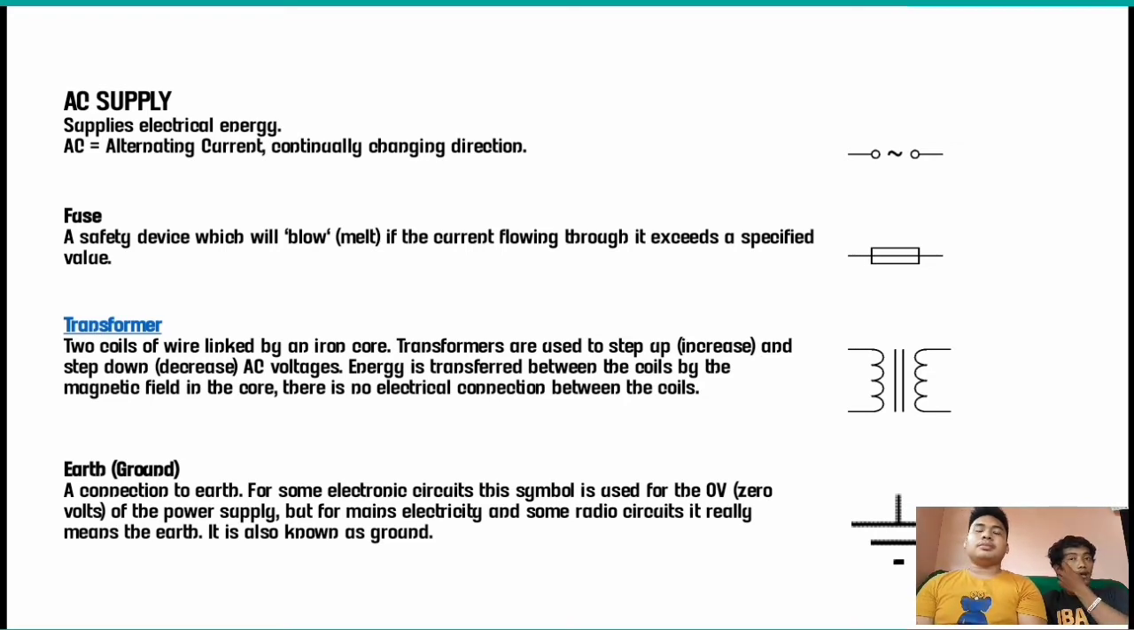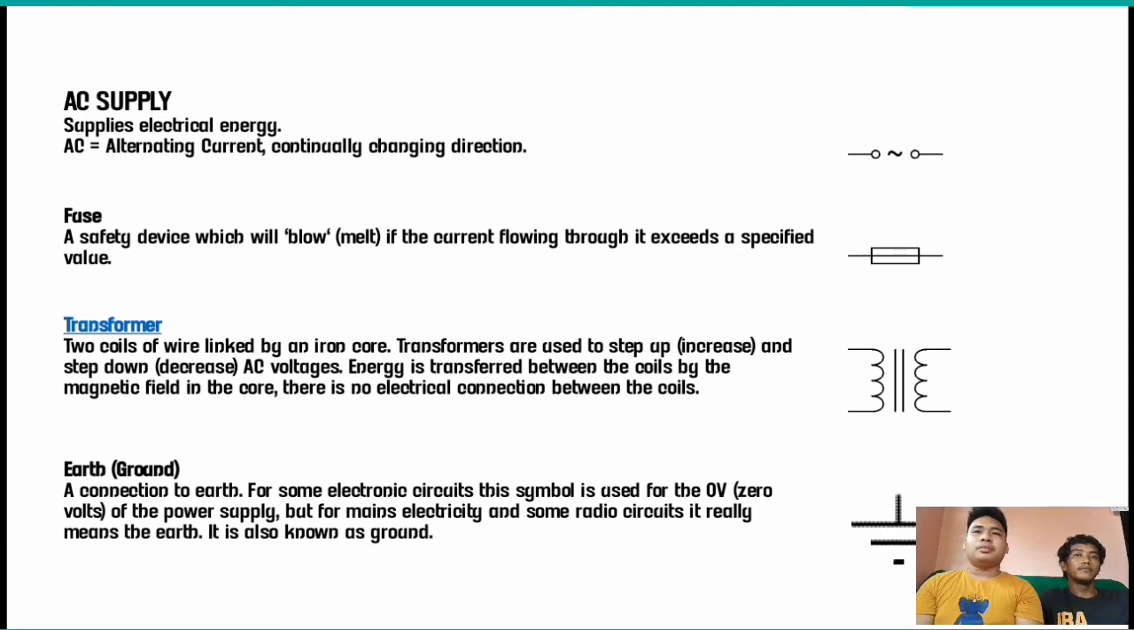Transformer: two coils of wire linked by an iron core. Transformers are used to step up, increase, and step down, decrease, AC voltage. Energy is transferred between the coils by the magnetic field in the core. There is no electrical connection between the coils.